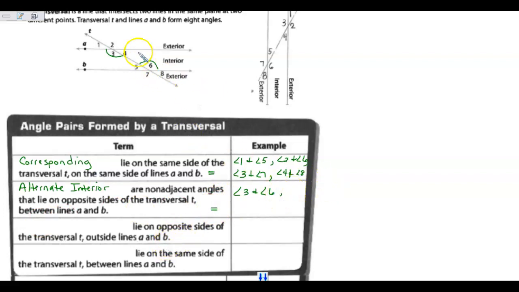Another ordered pair of alternate interior angles would be 4 and 5. Angle 4 and angle 5. My third kind of angles I can get from this are called alternate exterior.